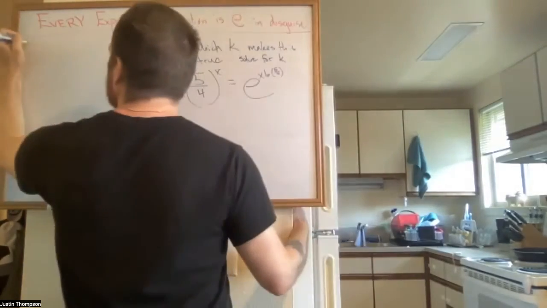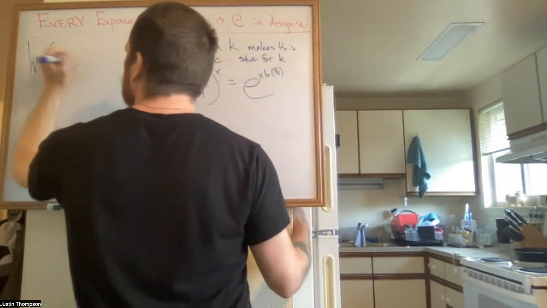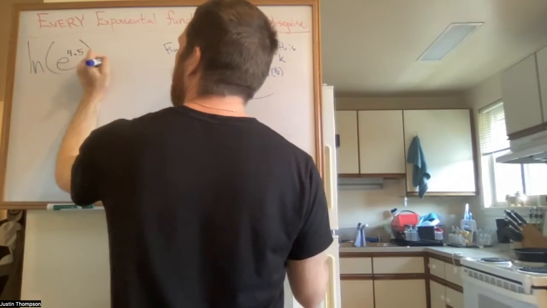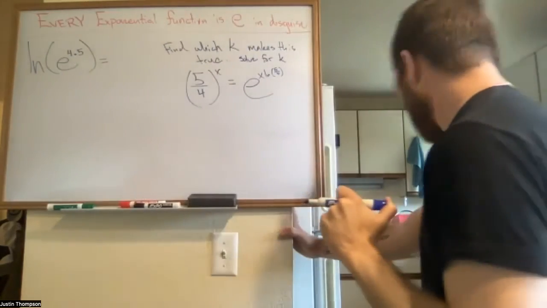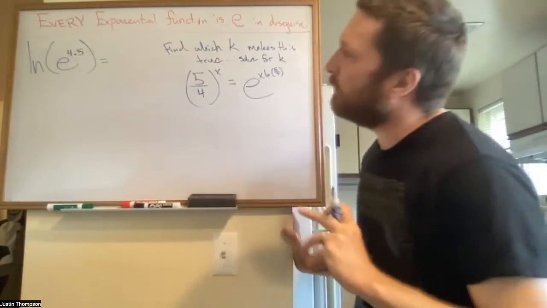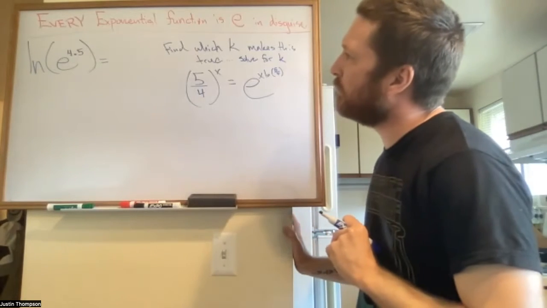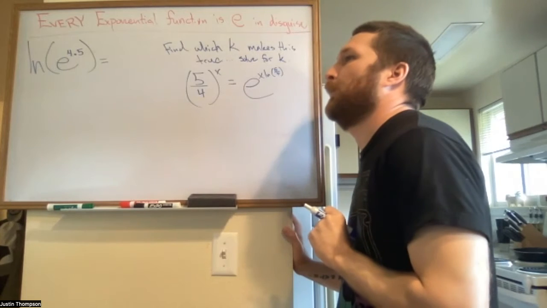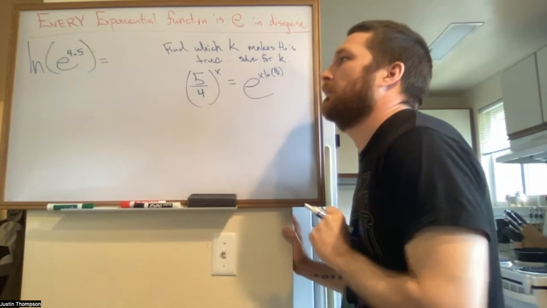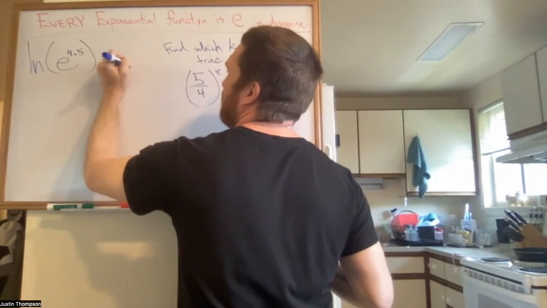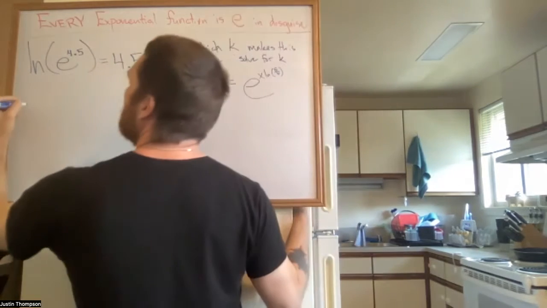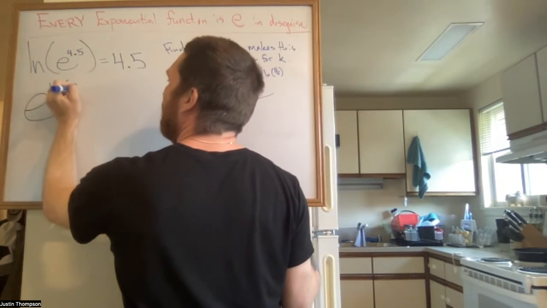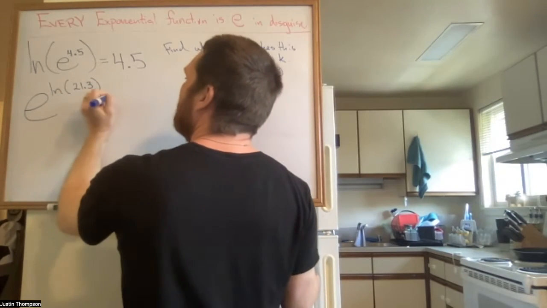2 questions. That's log of e to the 4.5 equals what? 4.5. Trick question. You weren't supposed to use your brain for that. Okay. Here's another one. E to the natural log of, how about 21.3 equals what?